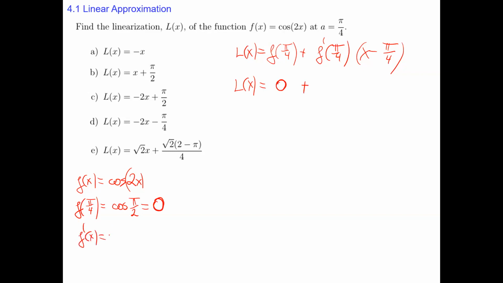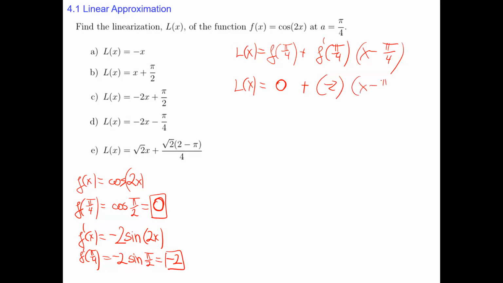The derivative of cosine of 2x is negative sine of 2x times 2. Now, the derivative at pi over 4 is negative 2 times sine of 2 times pi over 4, which is pi over 2. Sine at pi over 2 is 1, so negative 2. Okay, that means the linearization, which is just the tangent line, is negative 2x.